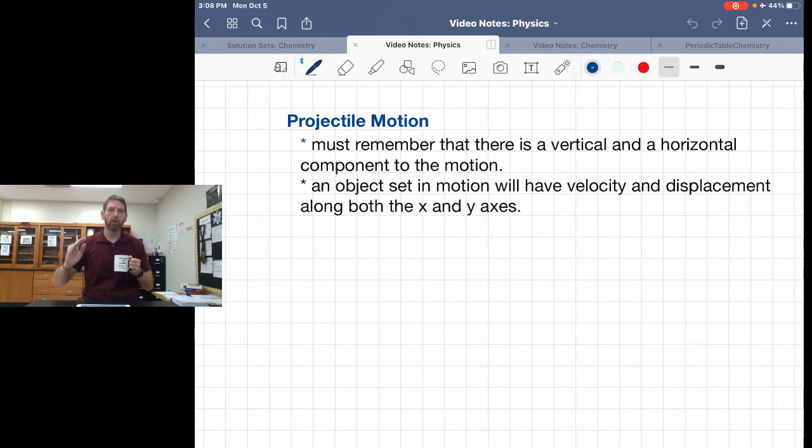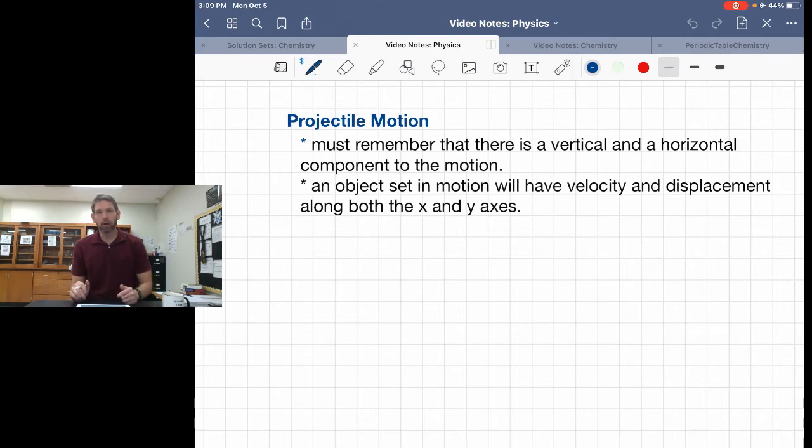You see it go up a little bit, and so that is an increase in Y. It's going forward, whatever we call forward, so there's a change in X. So technically there's a change in both Y and X when we're talking about projectile motion. That means it has velocity and displacement along both as well. So that's something to keep in mind. If you need to, I'd pause this video and copy these notes down. These are very simple things, but you're more than welcome to do that if you want to.